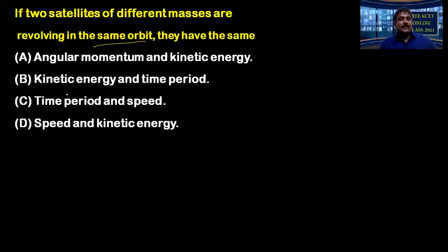Time period is also the same. But angular momentum depends on mass. So with different masses, angular momentum will be different for the two satellites. So this is gone. Kinetic energy also depends on mass, we know, so this is also gone. Kinetic energy is not possible, so option B need not be considered. Option C is correct because time period and speed are both independent of the masses of the two bodies. Even though speed is the same, kinetic energy is again not the same for the two masses. Therefore the option is C.